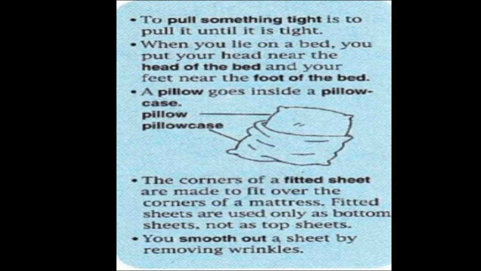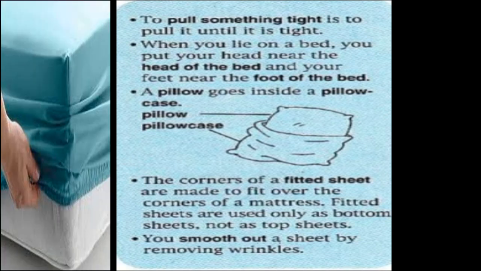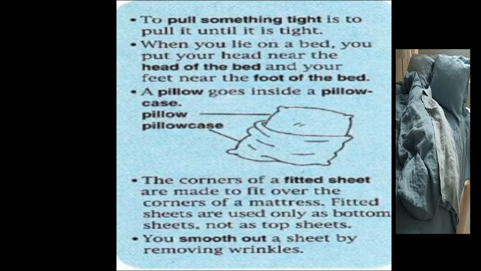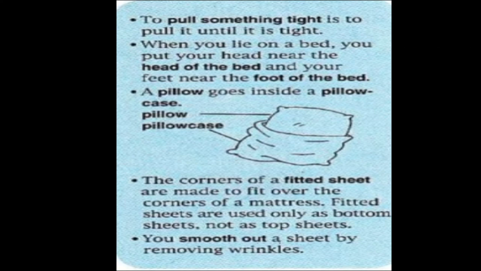So the corners of a fitted sheet are made to fit over the corners of a mattress, and fitted sheets are used only as bottom sheets, not as top sheets. You smooth out a sheet by removing wrinkles, right? So these were the things you need to pay attention to.